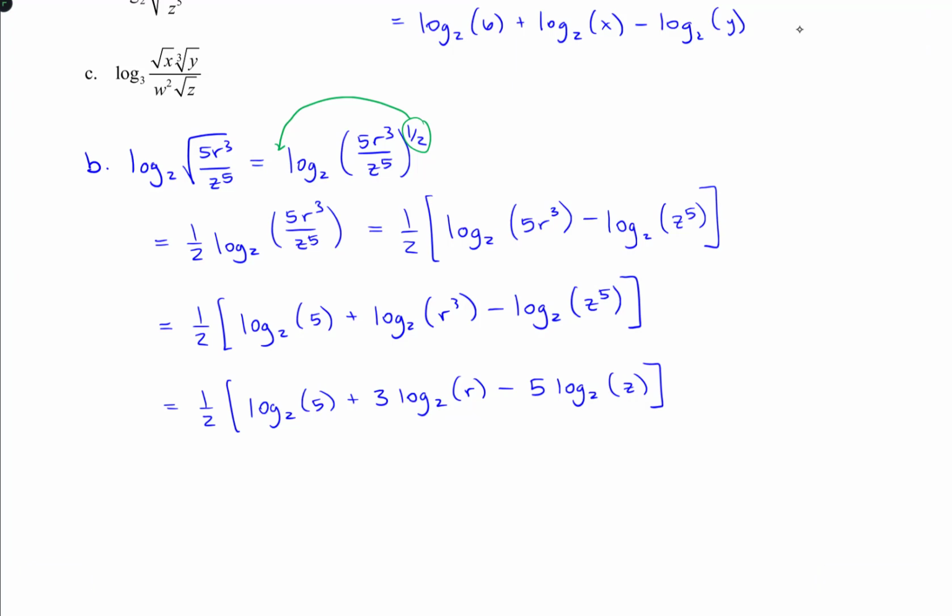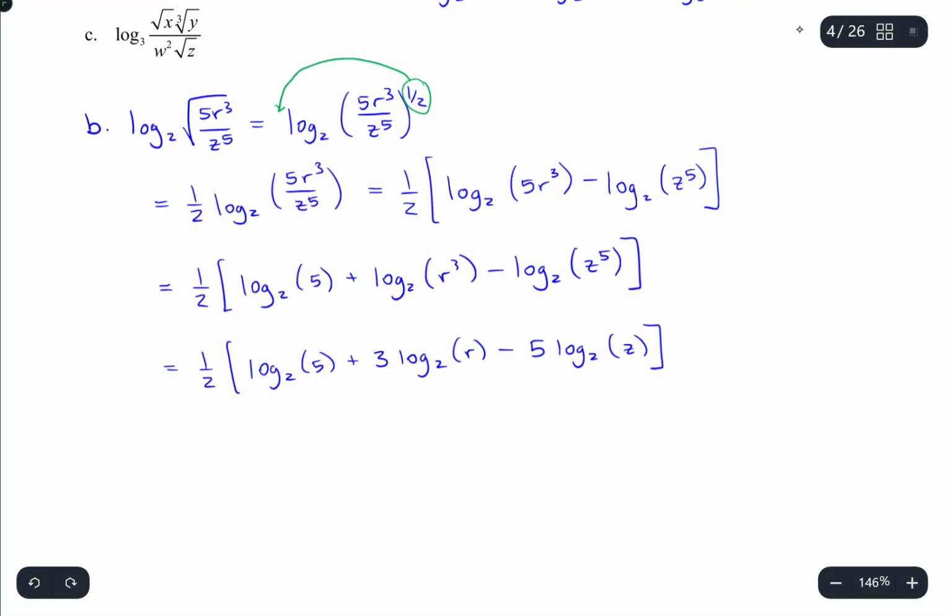Now, at this point, I honestly could distribute the 1/2 into the parentheses, or I could leave that outside, or I should say the brackets, sorry. But it doesn't really matter. I don't think it's going to be any simpler either way. So I'm just going to leave it as is in this case.